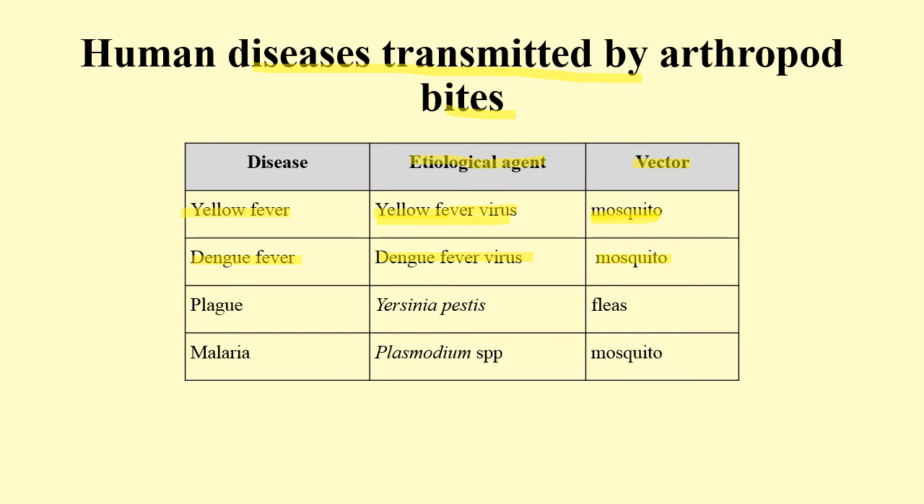The same goes for plague: the etiological agent is Yersinia pestis and the vector is fleas. And then malaria: the etiological agent is Plasmodium species and the vector is the mosquito.